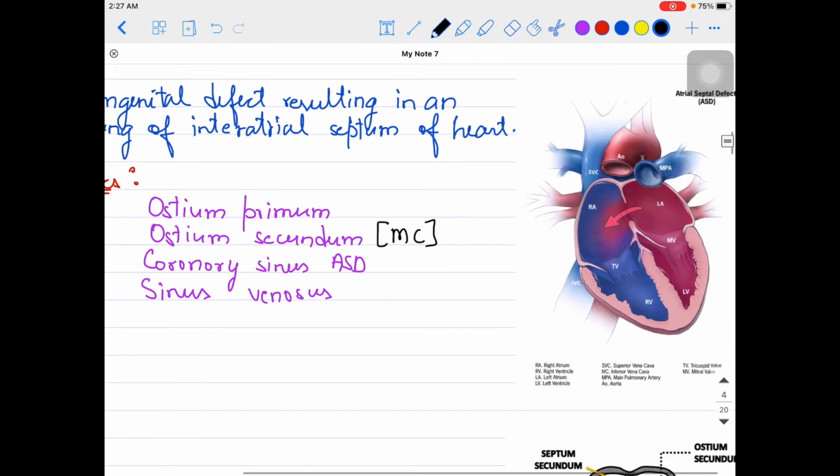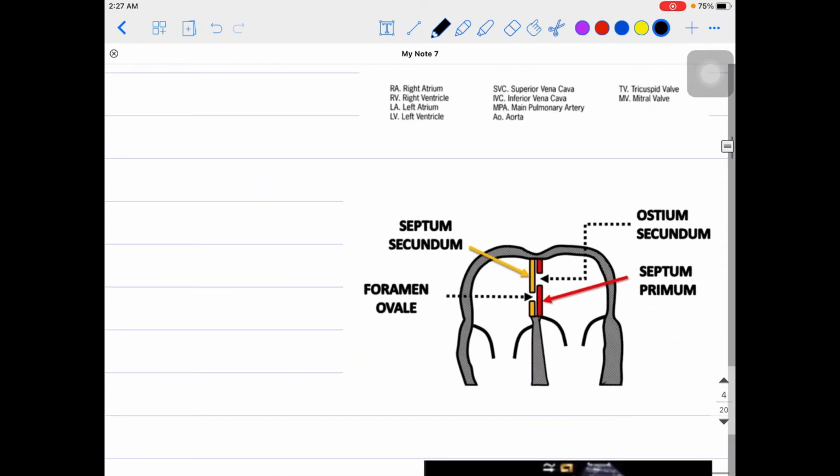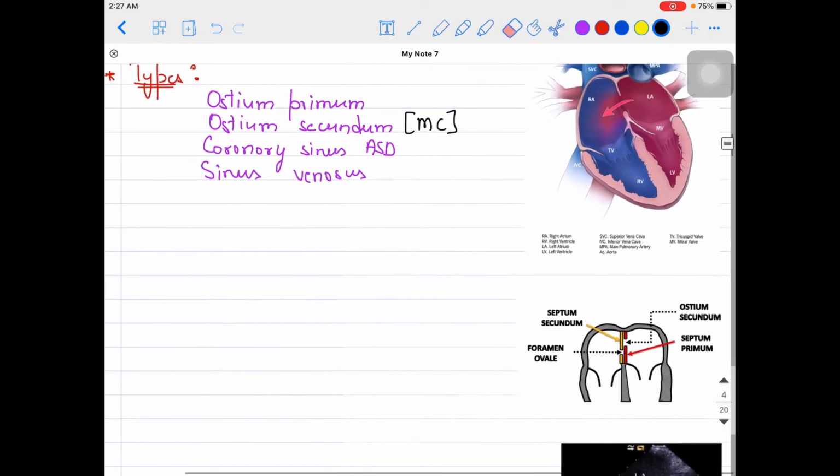So what is ostium secundum? I already explained it with the help of this diagram. As you can see, there is an opening in the septum primum. This opening is very common. This is the most common type of ASD you will be seeing in babies.